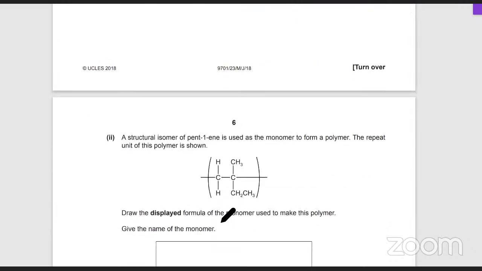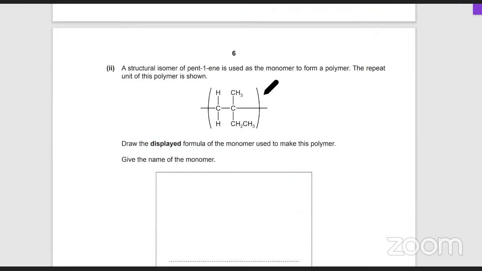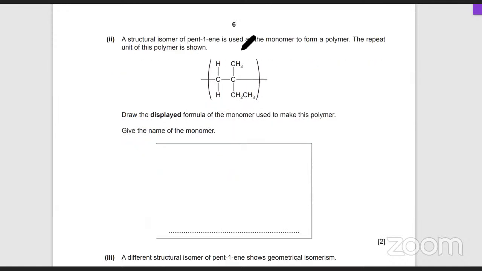As the next part. Monomer is drawn. He's asking you, this is a polymer. He's asking you to draw the monomer. All you have to do is just get rid of these continuation bonds and put the double bond back in the middle. So say I draw a displayed formula.